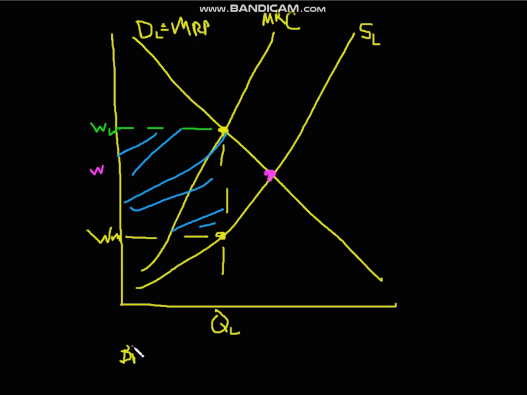So this is a bilateral monopoly. It's hard spelling with a mouse. And this is when you have a monopsonistic employer with a union, and you cannot determine the wage rate. It's going to be somewhere in between.